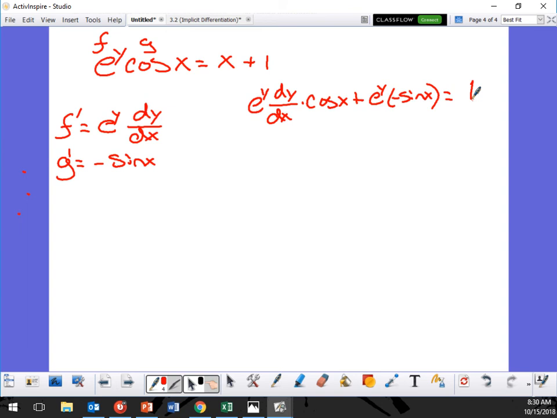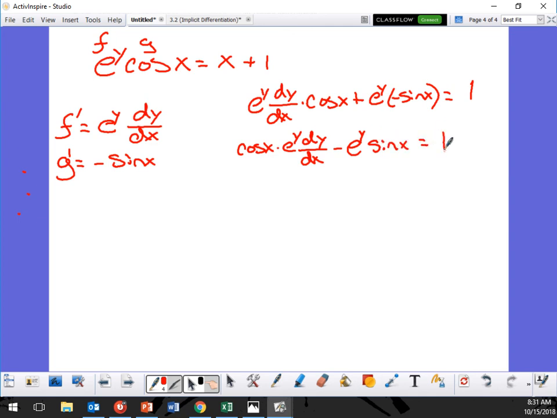Okay, so now let's go ahead and do some algebra, clean this up. Let me see, I'm going to bring this out front. So it's going to be cosine x times e to the y dy dx, right? So I just brought it out front. I'm just changing it so it looks a little bit different. And this is going to turn into minus e to the y sine of x equals 1.